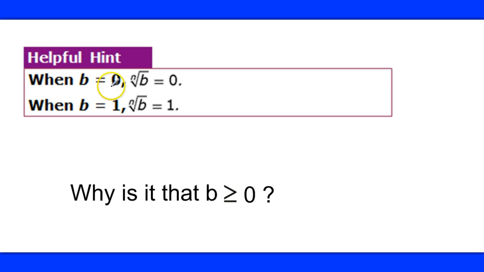When b is equal to 0, what is the nth root of 0? What is the square root of 0? What is the cube root of 0? What is the fifth root of 0? It's always 0. The same is true when b is equal to 1, when you're trying to find a root of 1. The square root of 1 is 1. The fifth root of 1 is 1. The 100th root of 1 is 1. Really quick question. Why is it that b has to be greater than or equal to 0? You need to know that.